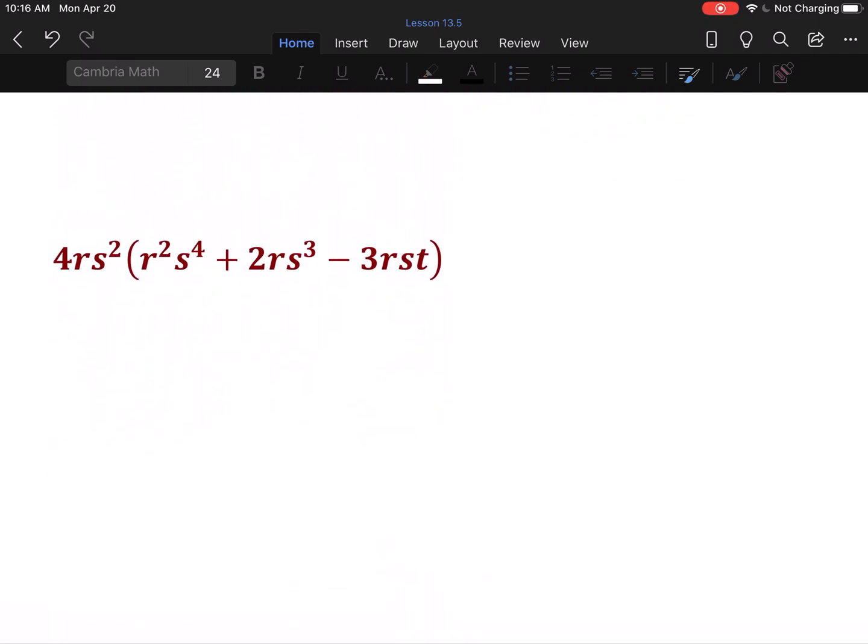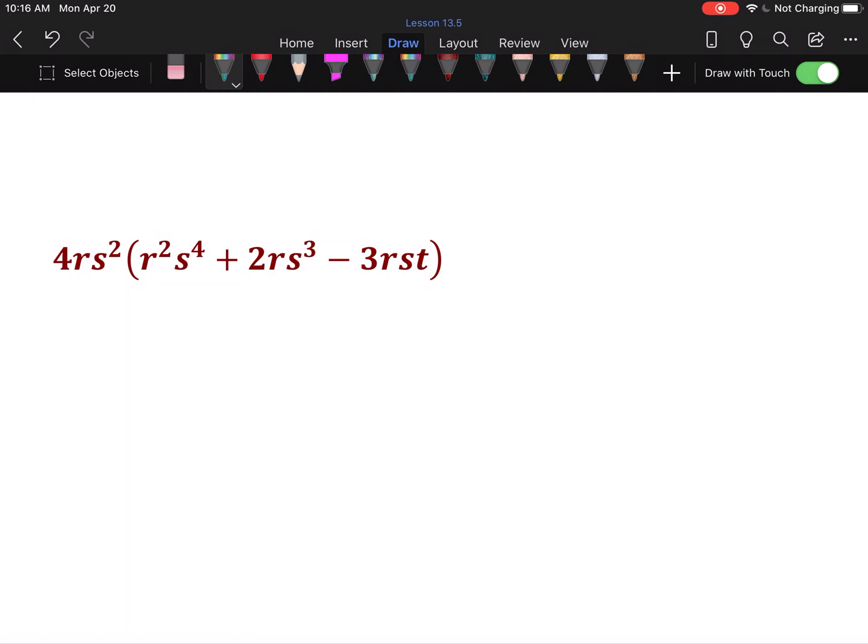And it looks like I got one more for us to do. This is distribution again, but this time it's triple distribution. No big deal. We just have to give this 4rs squared that's in front to all three terms in the parentheses. So here we go. 4s squared times r squared s to the 4th to start. 4 times 1. Remember, no coefficient, no number in front means it's an invisible 1. 4 times 1 is 4.